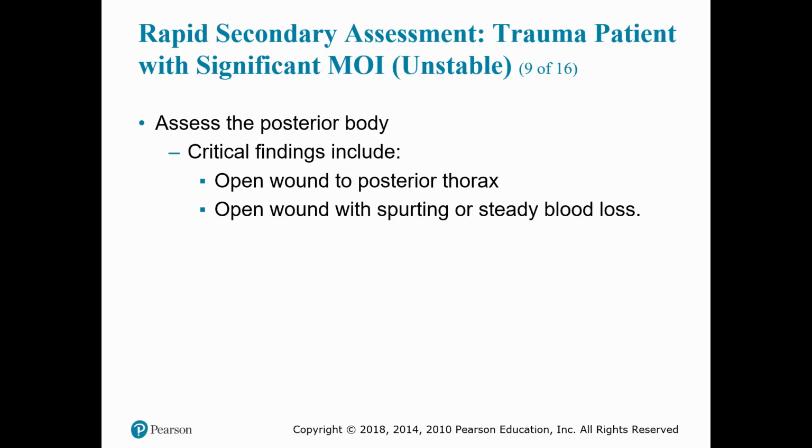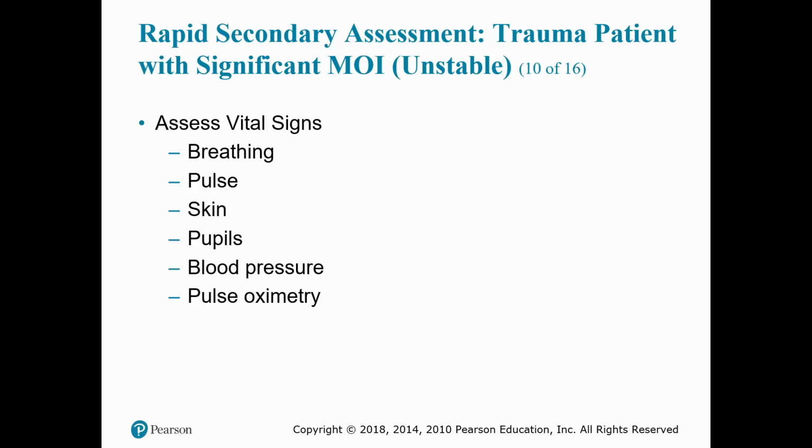Now, after we've done our rapid trauma assessment, we're trying to wrap things up and get a good set of vital signs. We want to make sure that we get a breathing rate, pulse, skin condition, color, temperature, pupillary response, blood pressure, and pulse oximetry. When we're talking about breathing, we want to assess the rate, tidal volume, and quality. Determine if the quality of breathing is normal, shallow, labored, deep, or noisy.